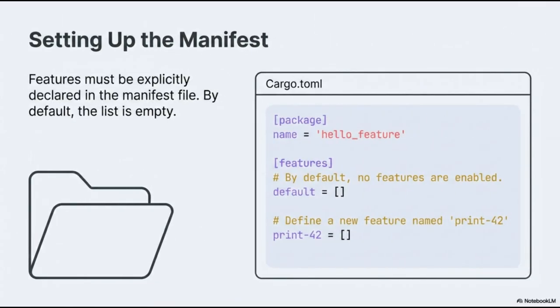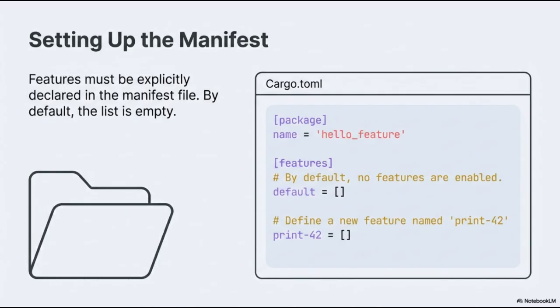To begin setting up features in a Rust project, you must explicitly declare them within the manifest file, specifically Cargo.toml. By default, the features list is empty. As shown in the code snippet, features are defined under the dedicated Features section. Here, the default array is empty, signifying that no features are active unless specifically requested.